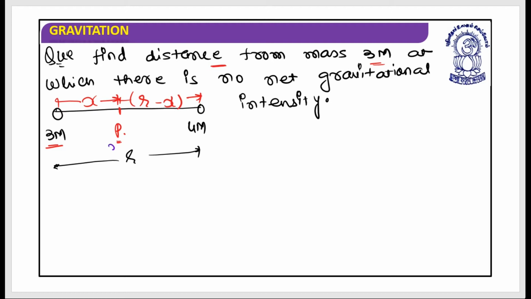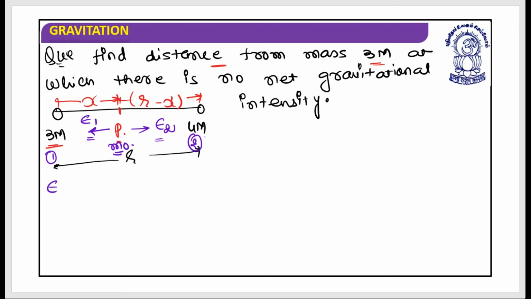To check the directions, I must put m naught over here. Let's call this the first and this the second. This m naught will be attracted towards the 3m. This is E1. This m naught will be attracted towards this one, it's E2. Yes, so the directions of the field due to both the masses are different, and when the directions are different, you can subtract.